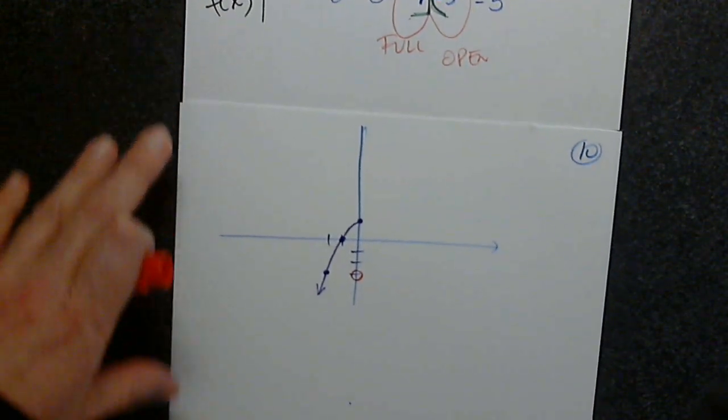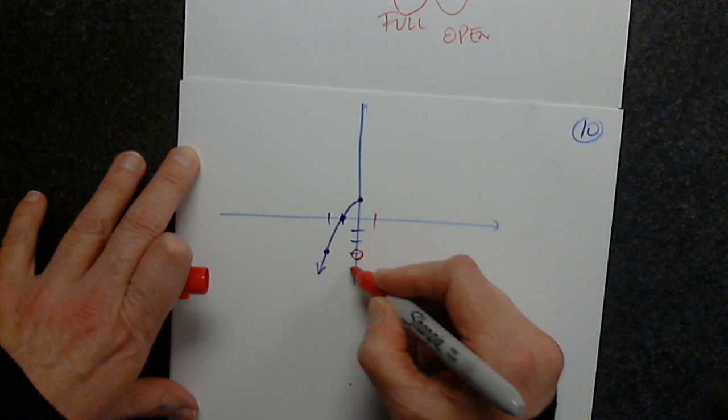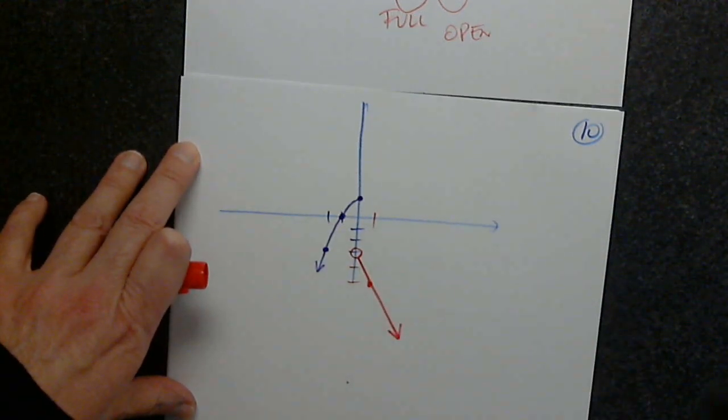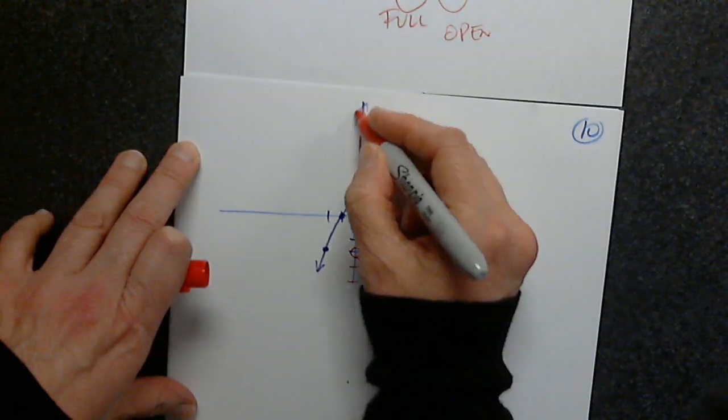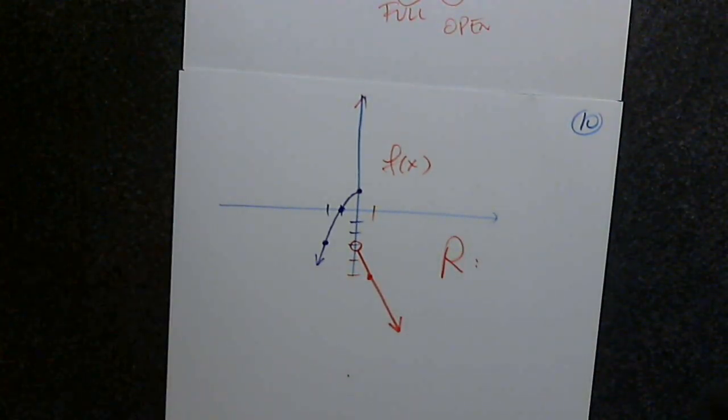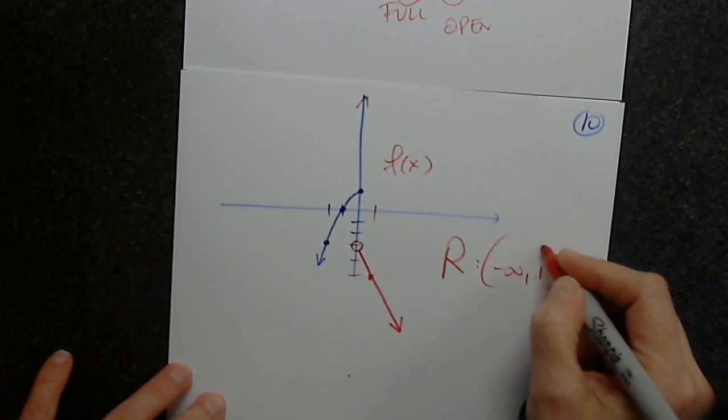Good. And then I have 1, negative 5, which is this, and we are done. So this is function f of x. We have the domain, all real numbers. Can anyone give us the range of this function? Negative infinity from the lowest y value till the largest y value, which is 1. Excellent. Negative infinity, 1.